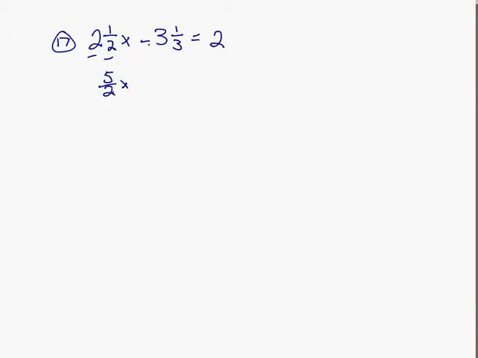And in 3, for each whole number, there are 3/3. So if there's 3 of them, 3 times 3 is 9, plus 1 more gives me 10. So this is minus 10/3 equals 2. Alright, now I'm going to look at the common denominator, and I see it's 6. So what I'm going to do is multiply both sides of the equation by 6.